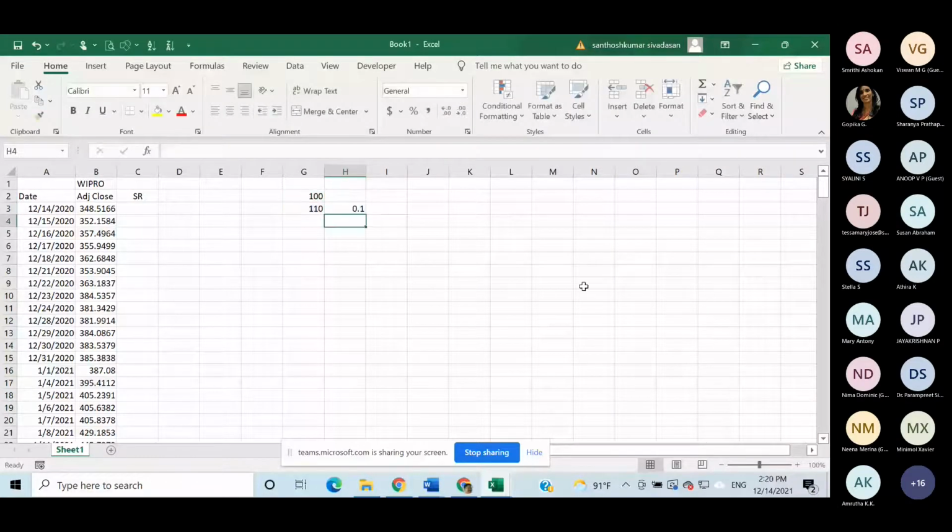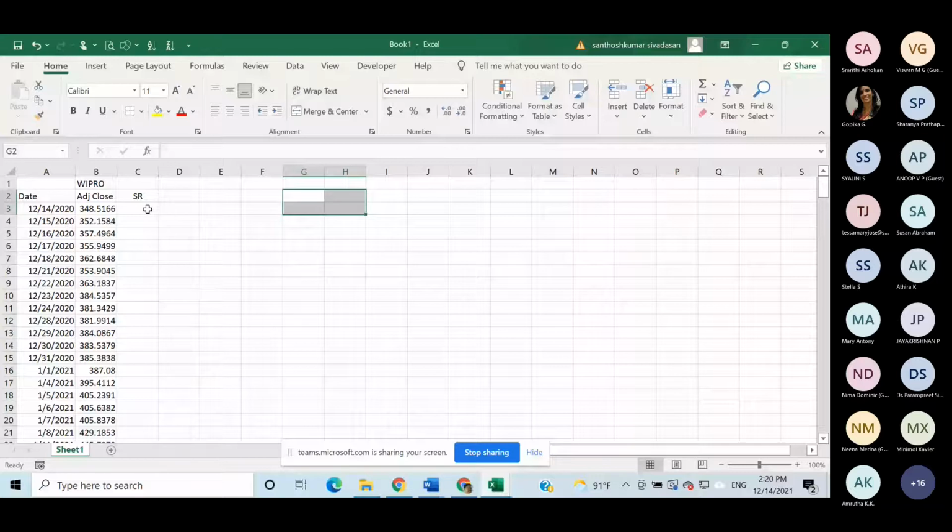0.1, which into 100 is equal to 10 percentage. If you want a percentage, you can convert it by multiplication or by choosing the percentage cell. So this is called a simple return. The formula for a simple return is today's price divided by yesterday's price minus 1. So I am computing the simple return of Wipro.